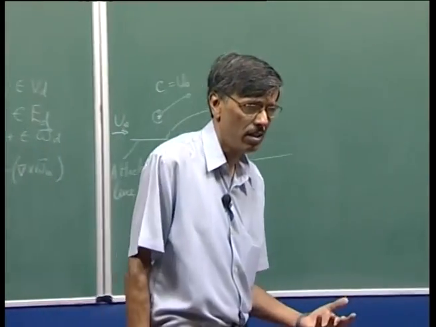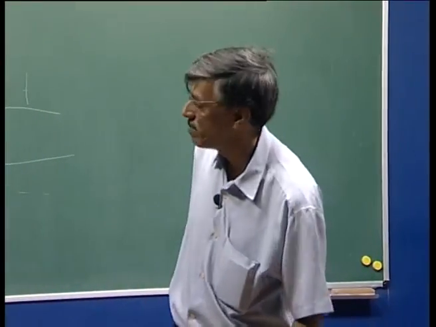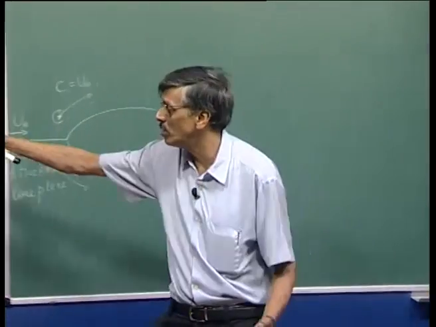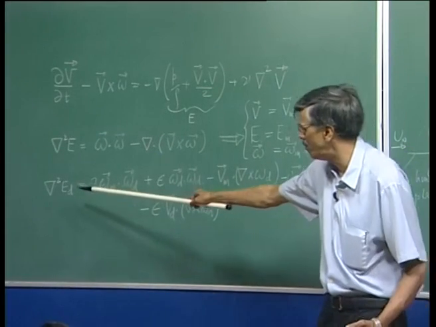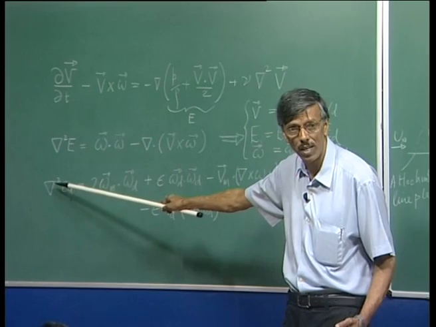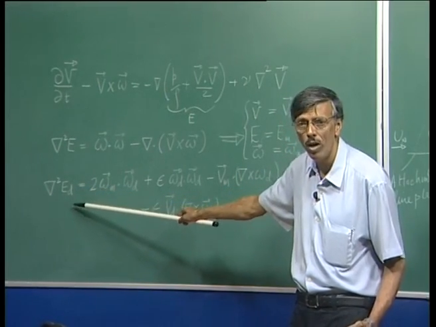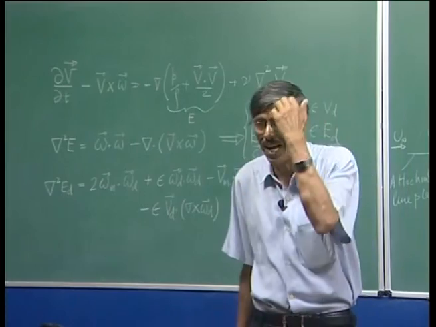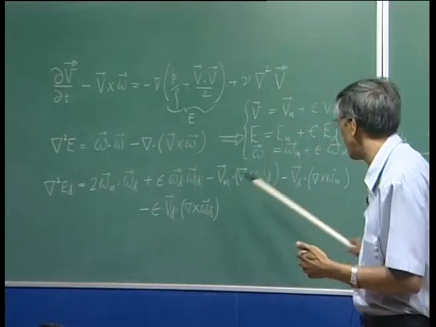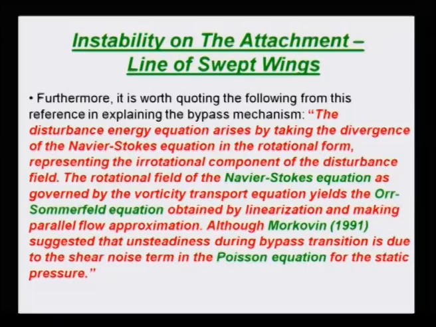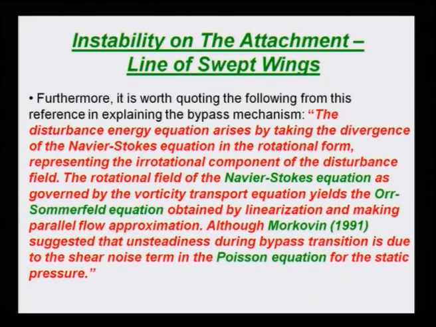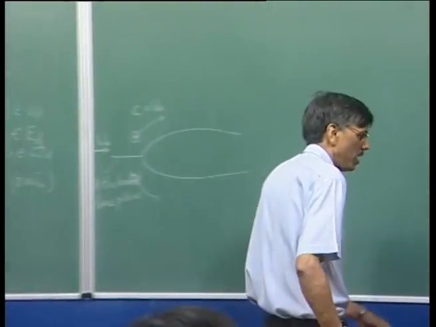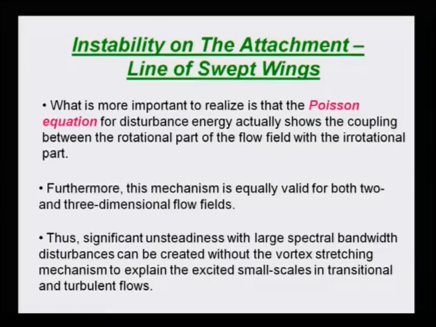Markovin sort of guessed that if you write out similarly a Poisson equation for the pressure alone, then you would also get similar such terms. I could split it up, write it in terms of del square of P by rho, and put all the terms on this side, and then one would talk about all this forcing as some kind of a shear noise term. However, Markovin did not really go through these steps to explain his point.